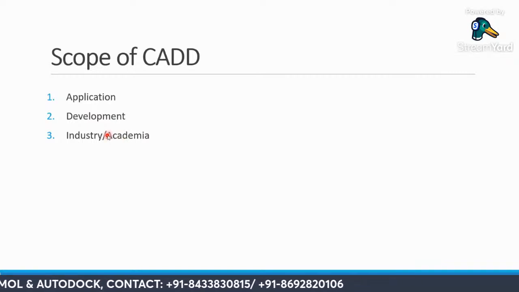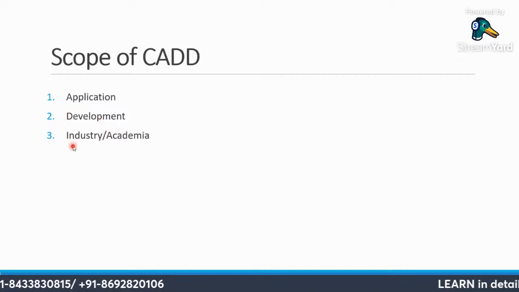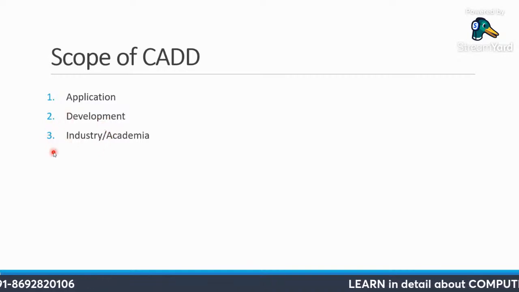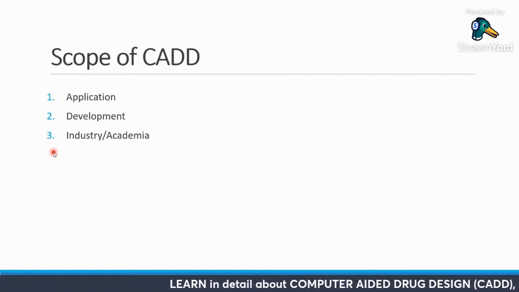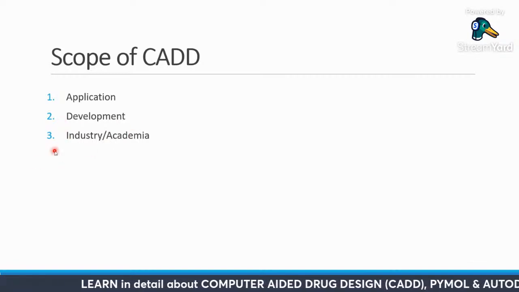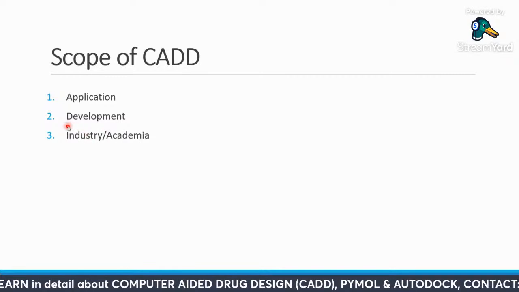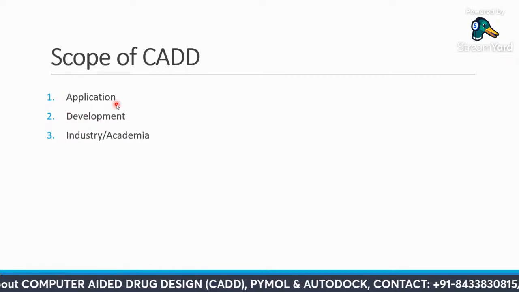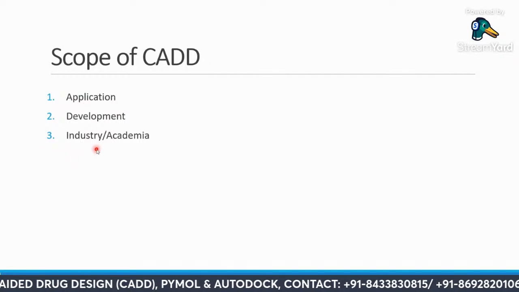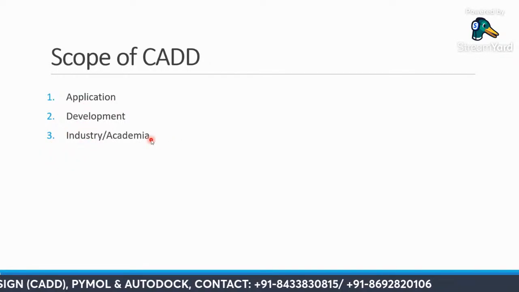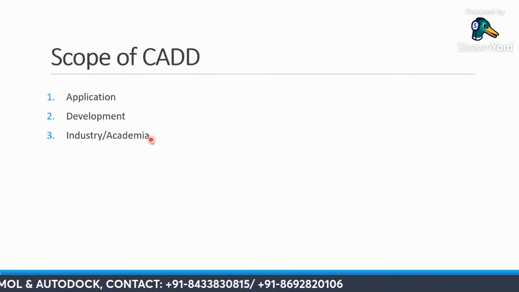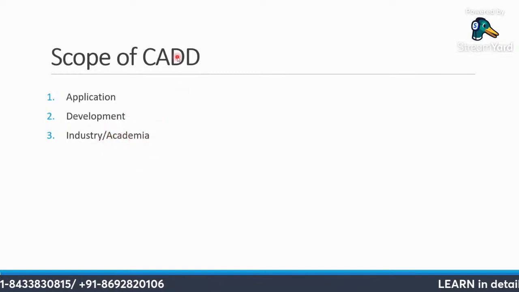Now if I talk about industry or academia, of course there are more opportunities. If you only talk about this domain of computer aided drug design, then industry has a lot of scope, both in the development aspect and the application aspect. So there's a lot of scope in the industry. Academia also has scope, but comparatively the scope is less. You might see a lot of publications in the field of academia related to CAD.